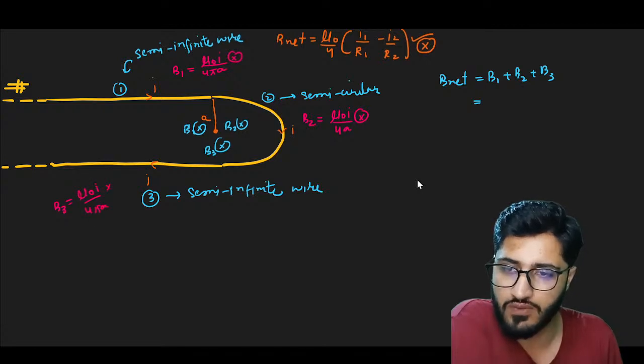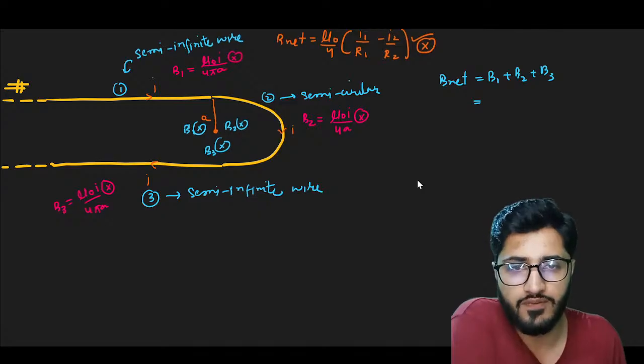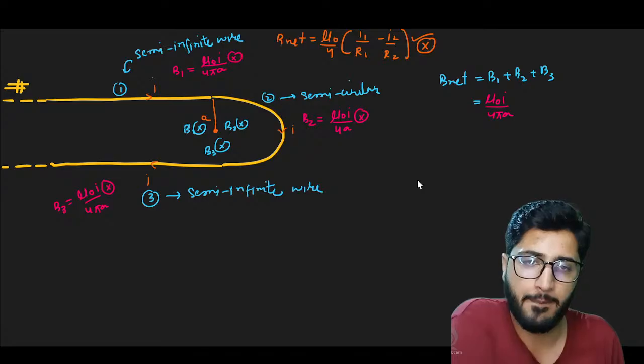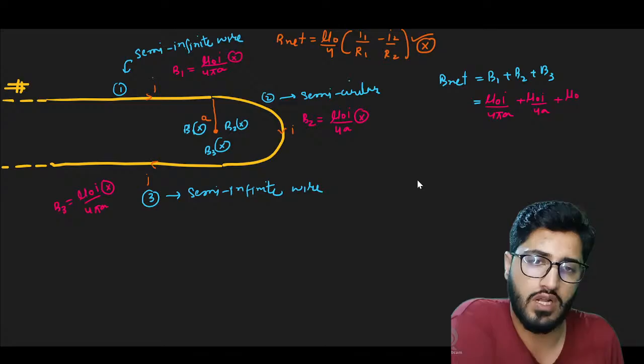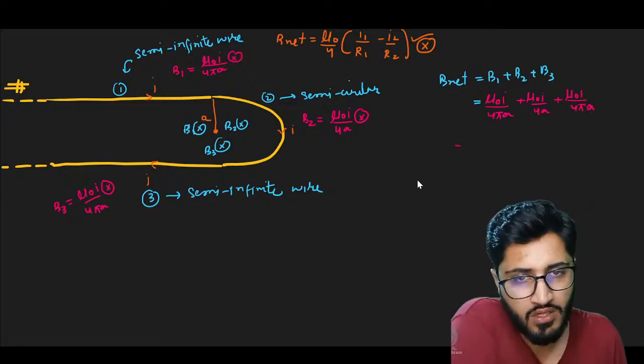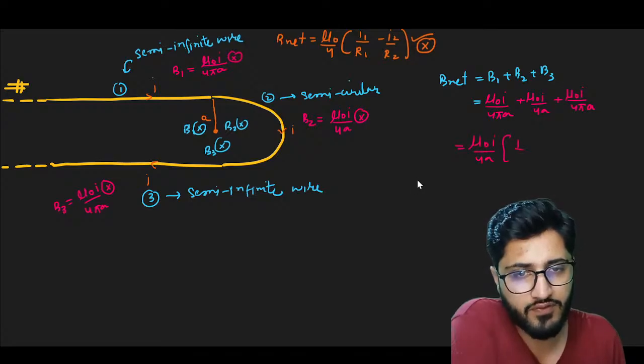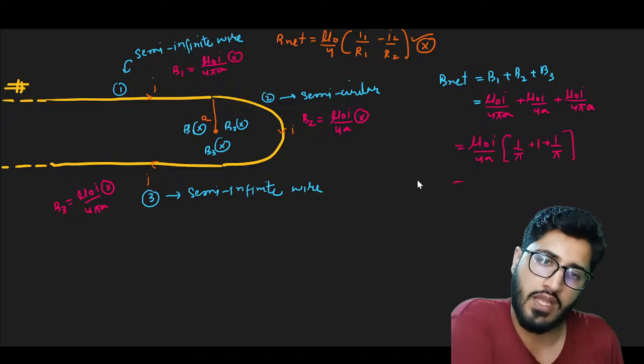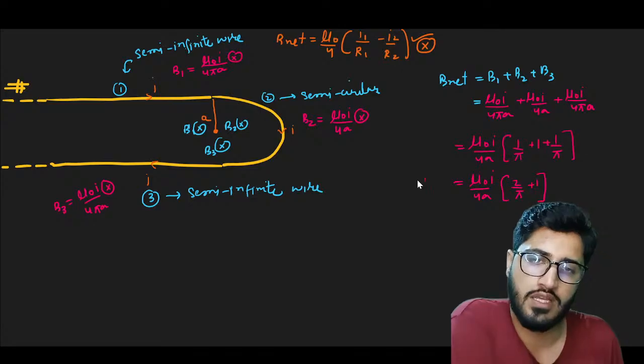It is cross now. So B net is nu naught I over 4 pi a plus nu naught I over 4a plus nu naught I over 4 pi a. Done. So I will take nu naught I by 4a common. Then we are left with 1 by pi plus 1 plus 1 by pi. So I can write nu naught I divided by 4a times, 1 by pi plus 1 by pi is 2 by pi, plus 1. It is B net.